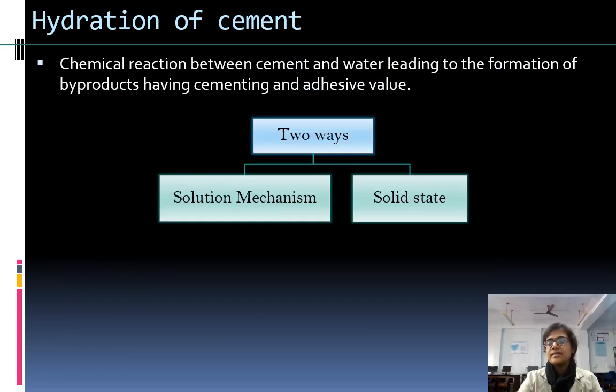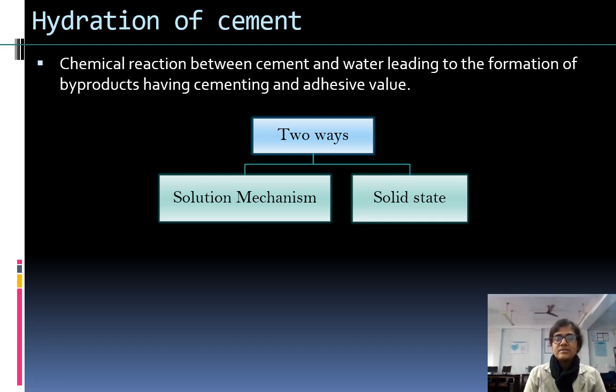Now, as we saw in the last slide, there is a reaction. Whenever we add water to cement, a certain type of chemical reaction happens, which actually leads to the binding property. The reaction is essentially an exothermic reaction, so it liberates a lot of heat. Now we can see the chemical reaction in two ways.